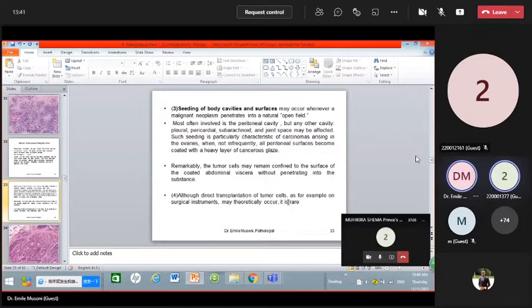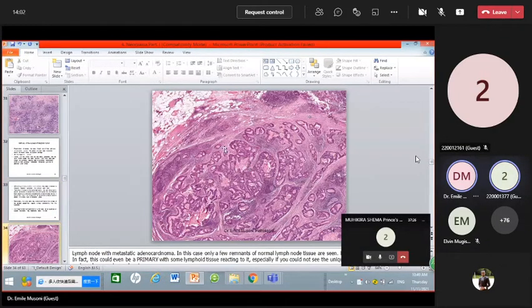So, the spread of the malignant cells is by the lymphatic route, the hematogenous route, and body cavities like the peritoneal, pleural, and pericardial fluid. For example, here it is the lymph node. You see lymphoid tissue here. But here you see pleomorphic cells, looking like a glandular pattern in the lymph node. So this one is metastatic adenocarcinoma in the lymph node.